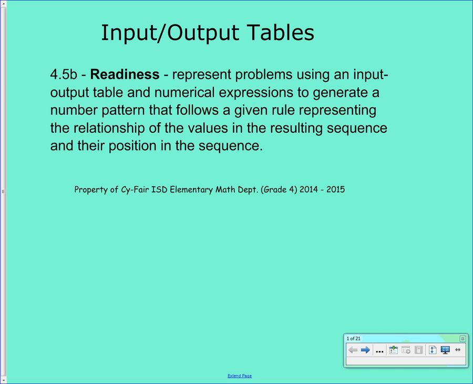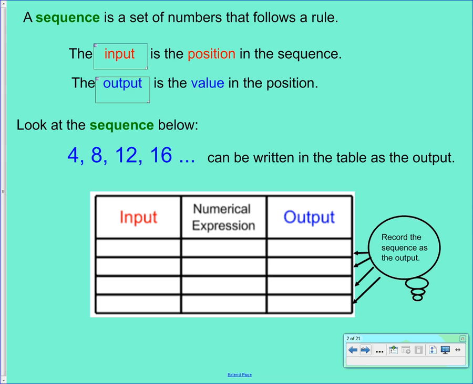This is the first video in our input-output tables series, and you can see our TEK right here for input-output tables. And we'll jump right in. So a sequence is a set of numbers that follows a rule. So the input is the position of the sequence, and the output is the value of the position.